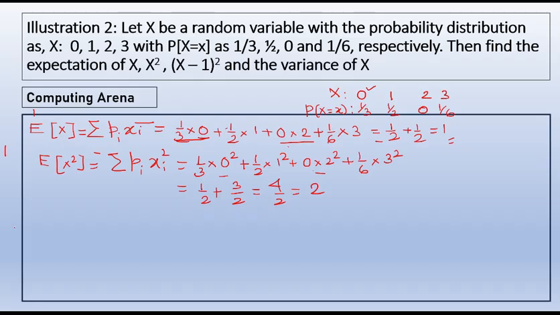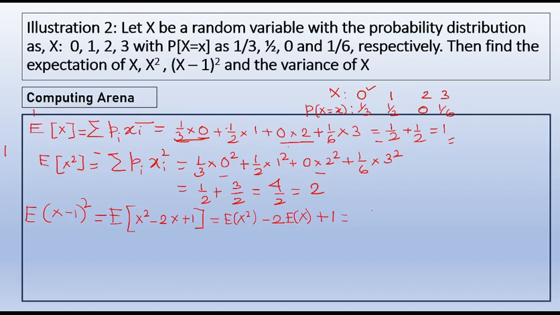Now let us look at the expectation of x minus 1 whole square. We can use the formula as that of the previous one. But there is another way of looking at it because many values we have already computed. Let us break it, x minus 1 whole square formula. So that gives me x square minus 2x plus 1. So this is equal to expectation of x square minus 2 times expectation of x plus expectation of 1, which is 1, because expectation of a constant is the constant itself.